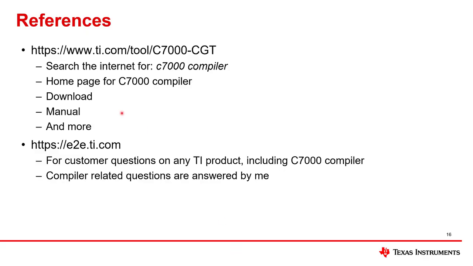I want to close this video with two references. The first one is to this web address. It's a little bit long, a little bit hard to type in, so I recommend you search the internet for C7000 compiler. I've tried that search with a few different search engines, and I always get this web address as the first result. However you get there, you're at the home page for the C7000 compiler. Here's where you can download it, access the manual, and more details like that.